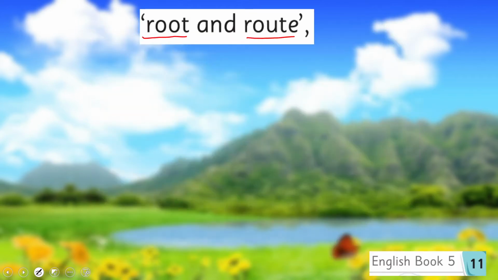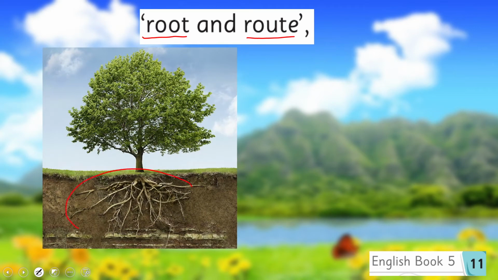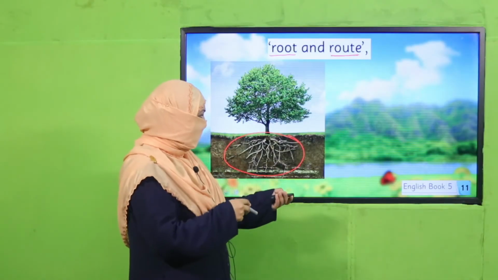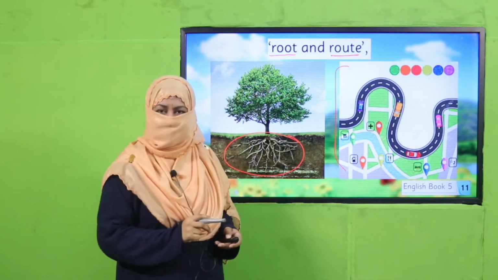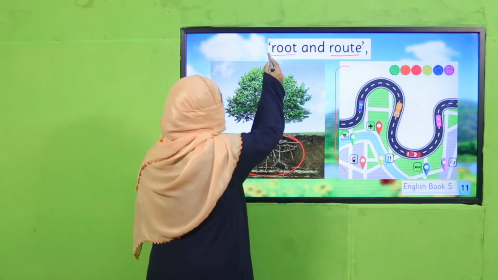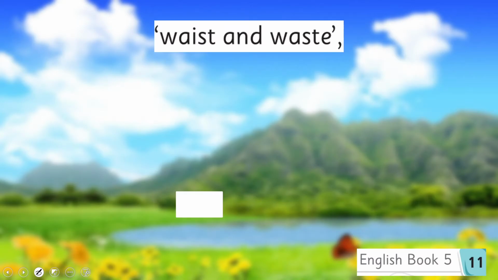Root and root. Do you know what does this root mean? Yes, it means the roots of a tree. And what does this root mean? Yes, it means the course, the path which you take. For example, this is the route I follow to reach to my school. Okay, now you see these two words, their spellings are different, but they sound same. They are homophones, right?